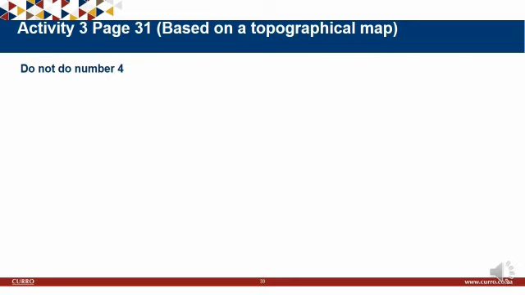Now, activity 3, page 31, based on the topographical map. Do not do number 4. Do everything else except number 4. Important, in brackets, based on a topographical map. Because some of you will be calculating and then they use an orthophoto map, a scale which is 1 is to 10,000. Please do not use 1 is to 10,000. Use 1 is to 50,000.